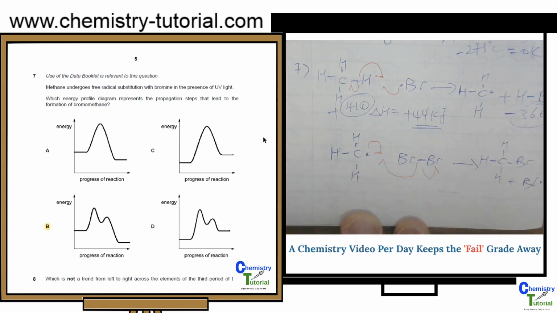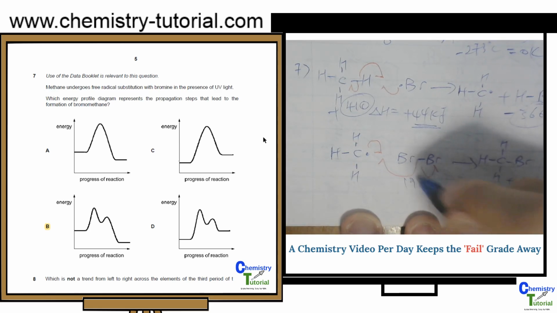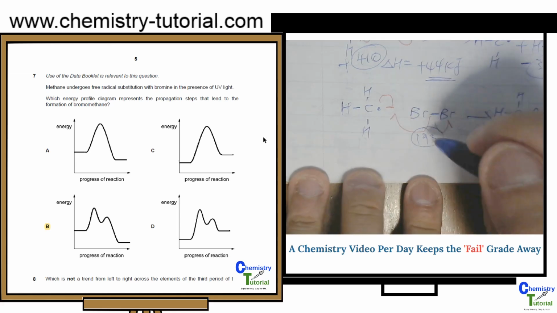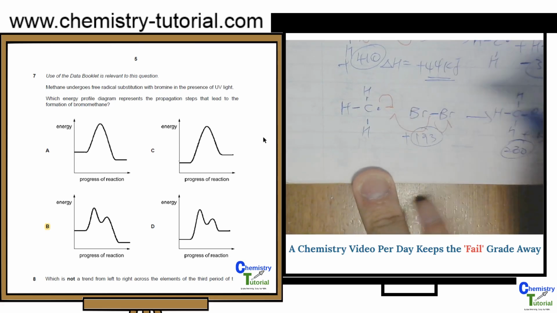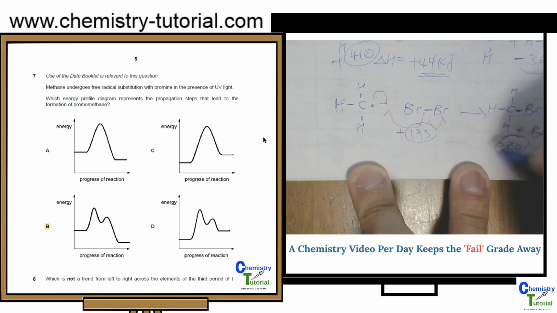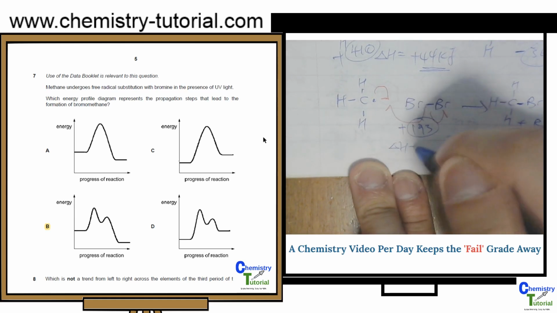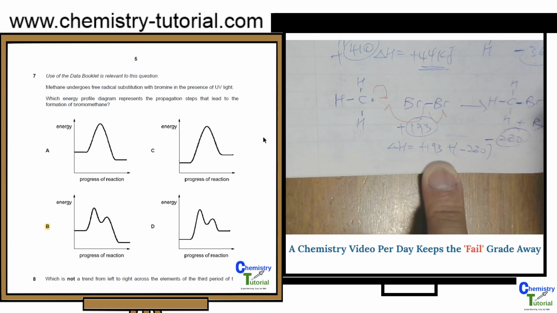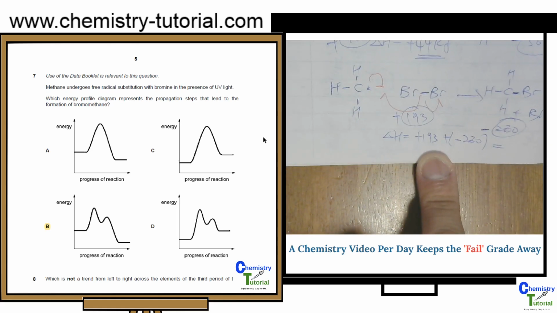Let us refer to the data booklet and check what is the bond energy for Br-Br. 193. But here you are forming the C-Br bond, which is 280. Because you are breaking the bond, you require energy, so this will be a positive 193. Forming the bond, so it's negative. So the enthalpy change for this step is plus 193 plus minus 280, which will be a negative value. 193 minus 280, which is minus 87.